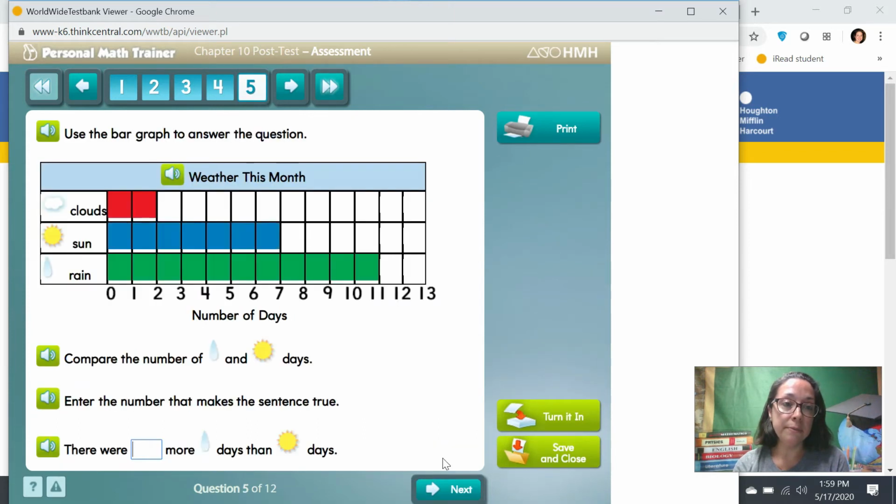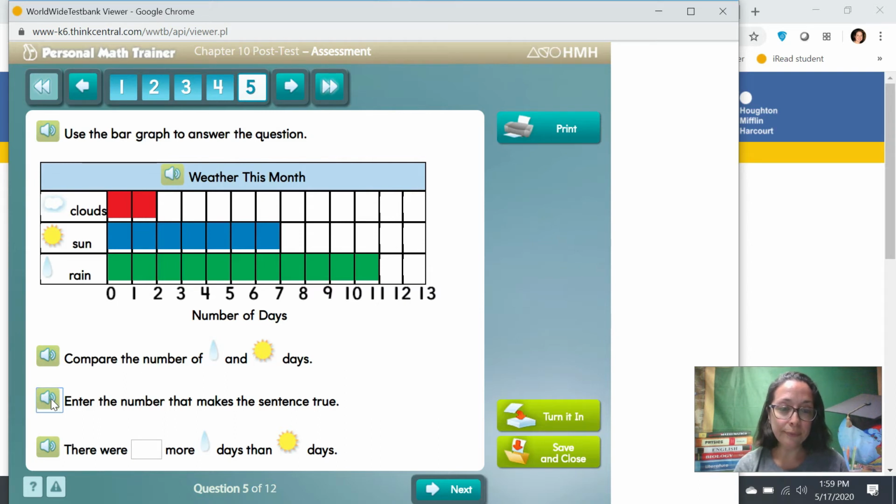Okay, so now we have the same type of graph. It's a little different, but it's still the bar graph about the weather. So los números están un poquito diferentes, pero todavía es una gráfica de barras sobre el clima. And we have a different question. Compare the number of rain and sun days. Estamos comparando los días que estaban lluviosos y soleados. So we're just going to look at the rain days, which is the green bar, and the sunny days, which is the blue bar. Nada más que estamos mirando estas dos para esta pregunta.